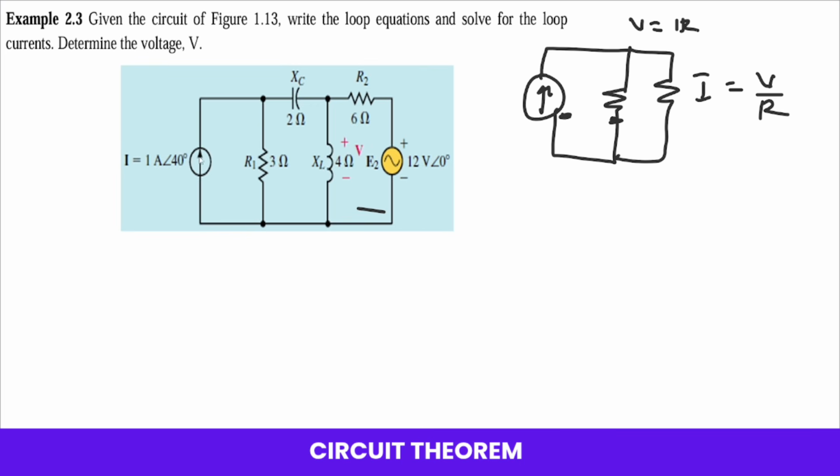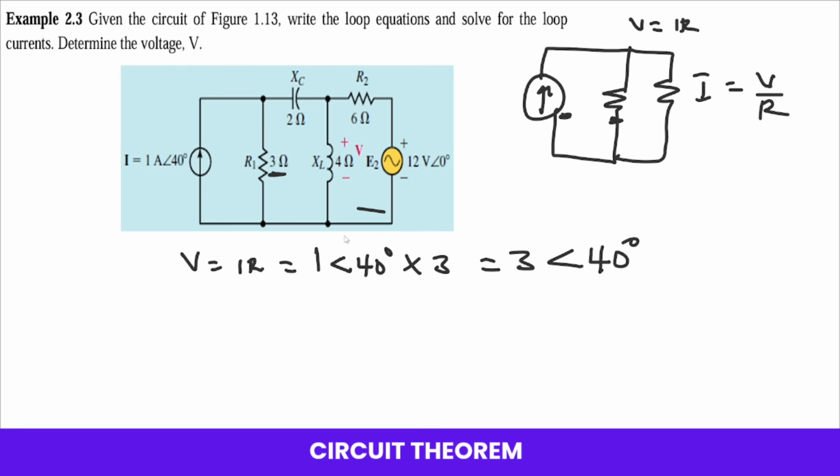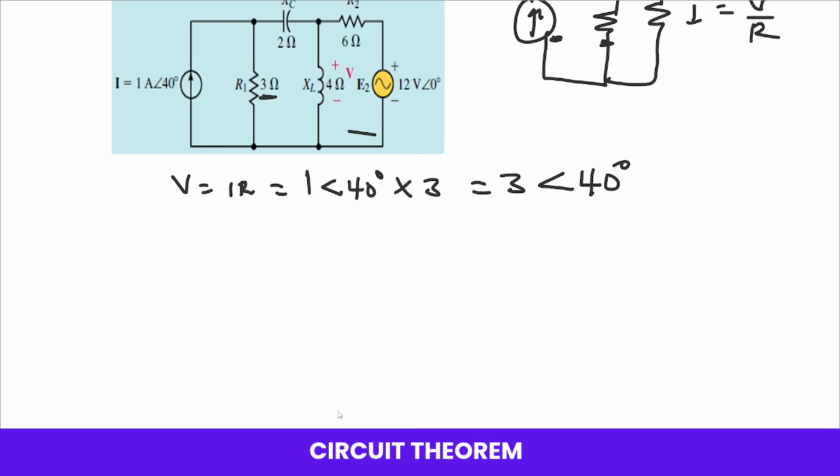Now let's first of all convert this current source into a voltage source, right? So we can say V is equal to IR, which is equal to the current, 1 angle 40 degrees, times the resistance, 3 ohms. Multiplied by 3, that gives us 3 angle 40 degrees, right? And then it will be in series with the resistance R1, 3 ohms. Okay.